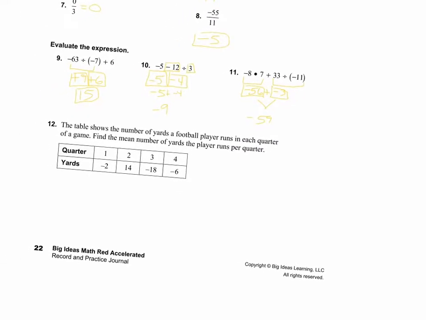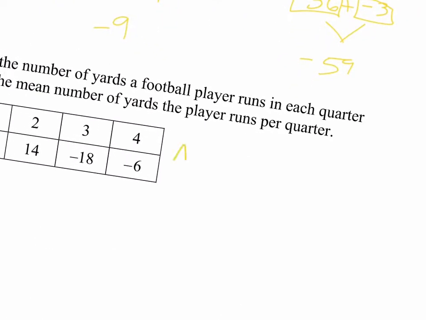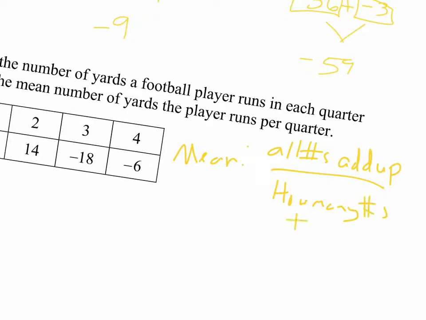Alright, last one. The table shows the number of yards a football player runs in each quarter of a game. Find the mean number of yards the player runs per quarter. So mean, you guys should know, is all the numbers added up, divided by how many numbers there are. So all the numbers added up, and then you divide that by how many there are.